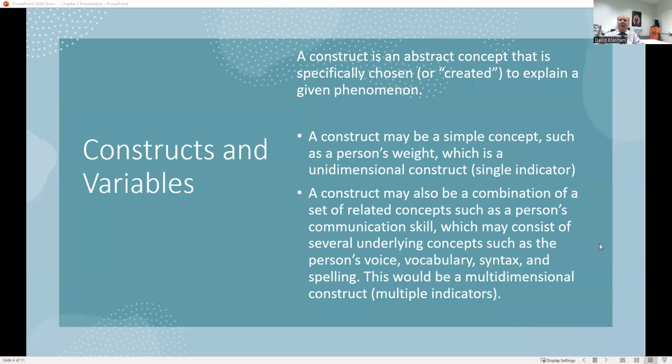Constructs and variables. In social sciences, sometimes we don't use the word construct a lot. This book does. We use variables as a term all the time. A construct is an abstract concept that is specifically chosen or created to explain a phenomenon. That's the definition in the book. But it could be just a simple concept like a person's weight. Or it could be something more complex, like a person's intelligence.